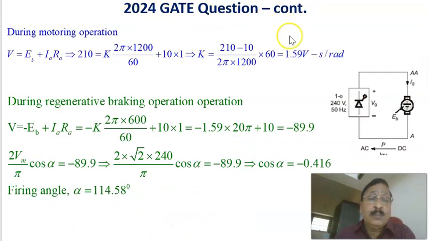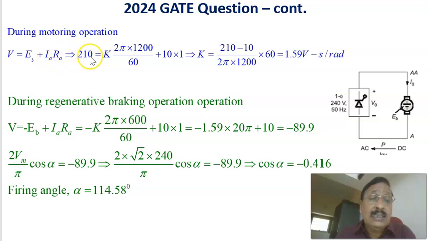Now continuing the same problem, during motoring action the power is flowing from the AC source into the motor, or electrical power is converted into mechanical power. That's called the motoring operation. During the motoring operation, the DC voltage that is applied across the armature is equal to the back EMF plus the drop across the armature resistance, or IA into RA.